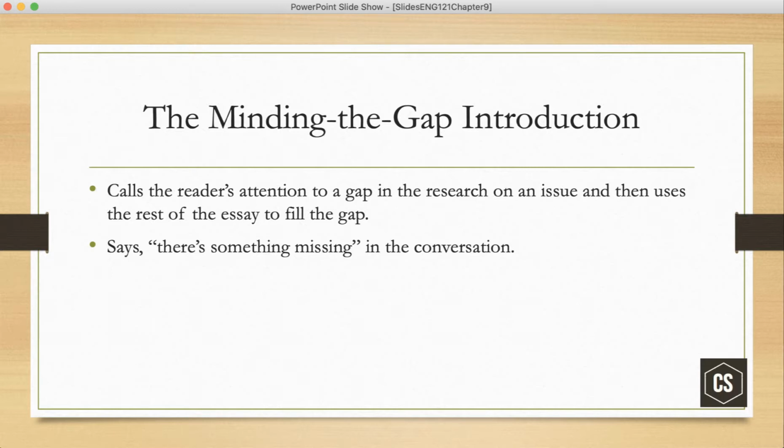And so it calls the reader's attention to a gap in the research on an issue and then uses the rest of the essay to fill that gap. The student that I had that started looking at the elderly when it comes to gun control, that's where something was missing and he wanted to have that conversation. Again, this isn't something we typically use in English, but you will sometimes see it. It's a place where you see there's a gap in research, so when you get into upper level psychology courses or science classes, you may need to figure out where there's a gap in the research.